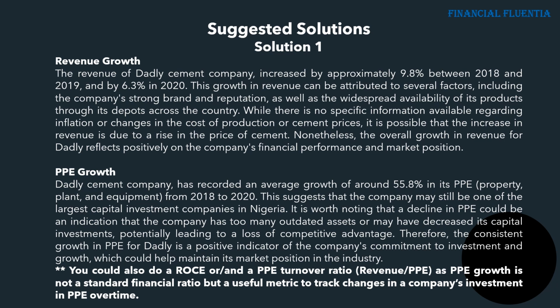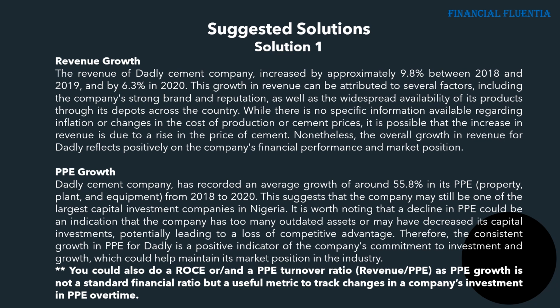Secondly, I looked at the PPE growth. Now, this is to tell you that PPE growth is not a standard metric, but it can help you to know the increase or the decrease in PPE or assets owned by Dudley. However, there are other ratios that you can calculate. You could calculate return on capital employed. You could calculate PPE turnover ratios. Those are standard ratios.